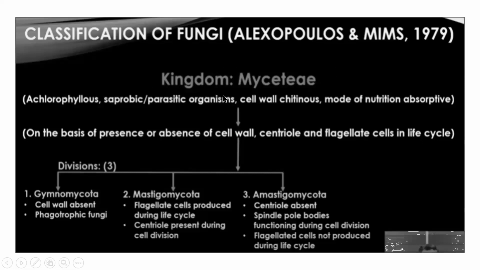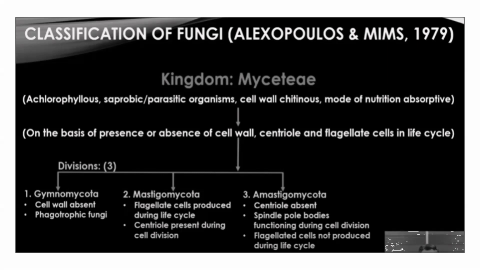What is the kingdom Mycetae character? It is an achlorophyllous, saprophytic or parasitic organism with a chitinous cell wall and absorptive mode of nutrition. So this is the character for Mycetae. Centriole is the organelle which is present in animals, which is important for cell division, mitotic or meiotic cell division. Centriole is present in animal cells chiefly.